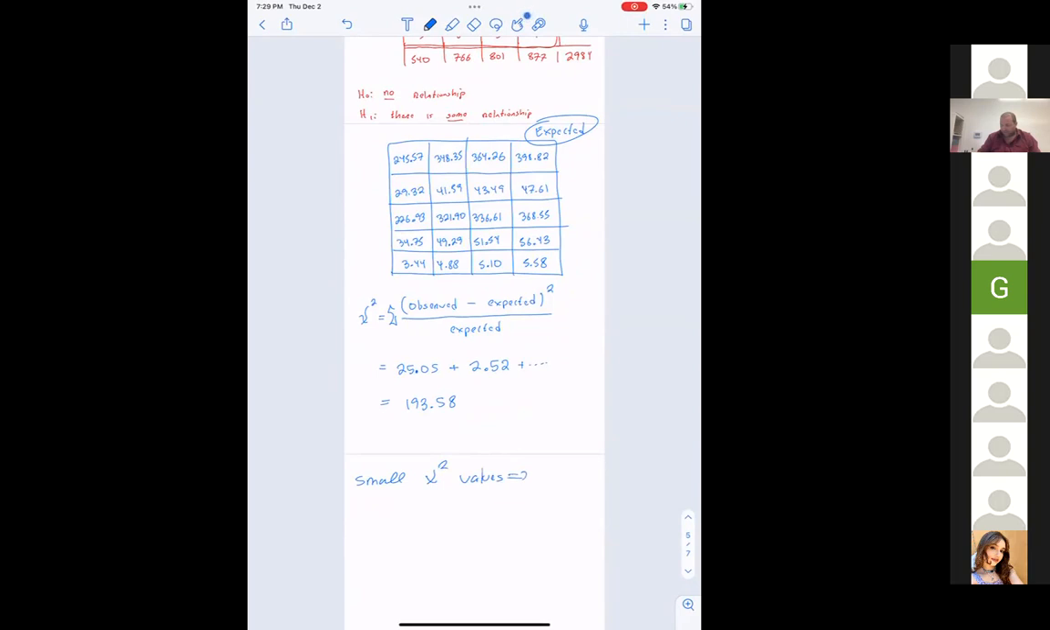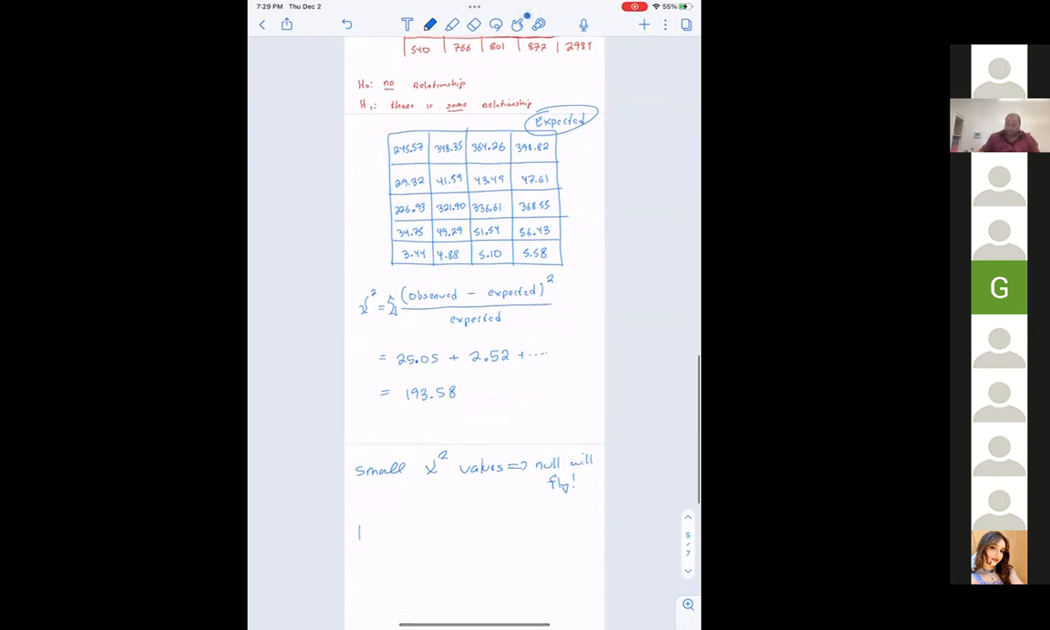So in general, small chi-squared values imply the null will fly. Small chi-squared values imply the null hypothesis is correct, so the null will fly. Large chi-squared values imply the null will die. Of course, if you do it that way with the rhyming thing, it kind of makes the whole mnemonic thing tough.